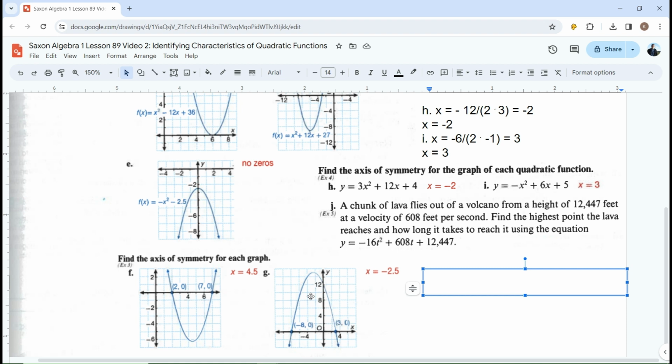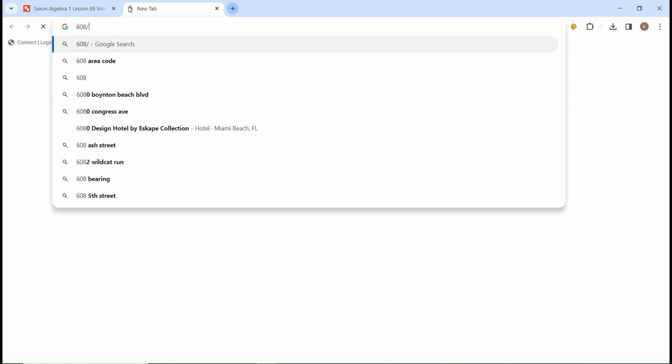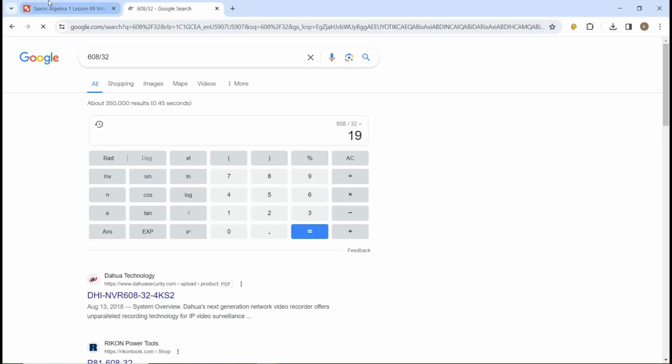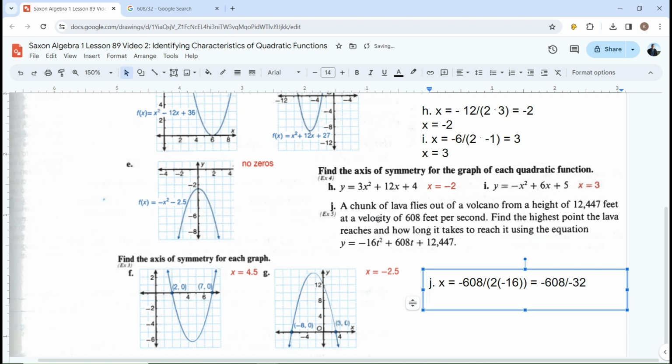So here's what I'm going to do. I'm going to set up an equation for J for the axis of symmetry. It's going to be x equals, remember, negative b over 2a. So it's going to be negative 608 over 2 times negative 16. That's negative 608 over negative 32. I may actually have to use a calculator for this. 608 over 32 is 19. So my axis of symmetry is at x equals 19.